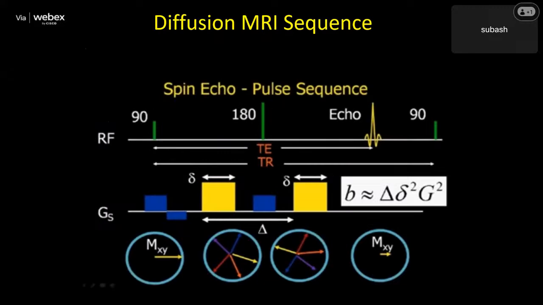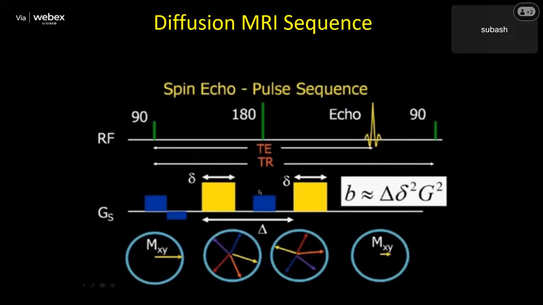So how do we encode diffusion information? You all remember we used to have a spin echo sequence, which gives you T2 and T1 contrast. Here this is a spin echo sequence: a 90 degree pulse and then a 180 degree pulse, then you acquire the signal. This is our typical spin echo. What we do is apply two more gradients in between. The rest of the sequence is the same, with slice selection gradient, phase encoding and frequency encoding. In addition, you introduce two more gradients, one between the 90 and 180 degree pulse, and another between the 180 degree pulse and the acquisition of the signal.